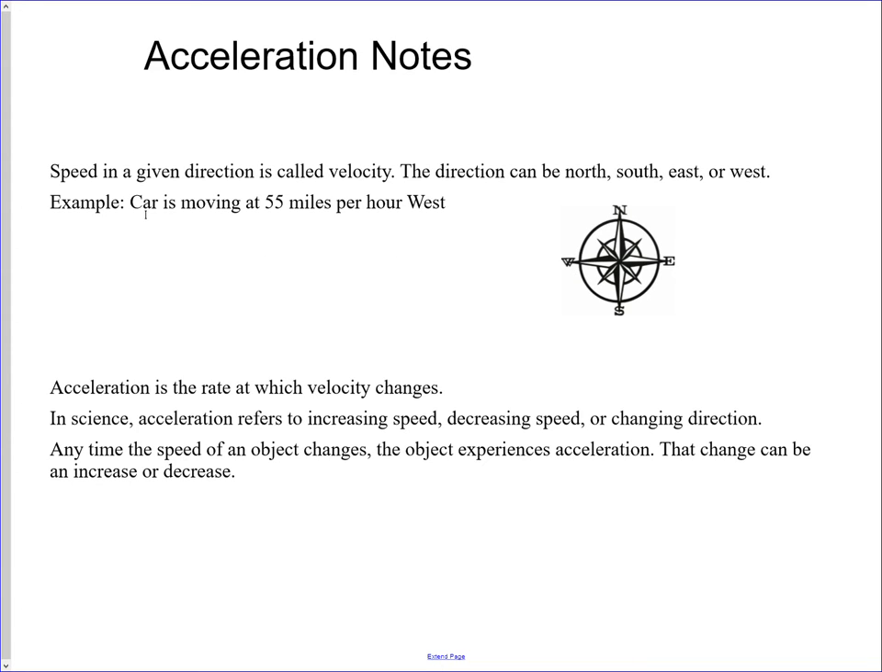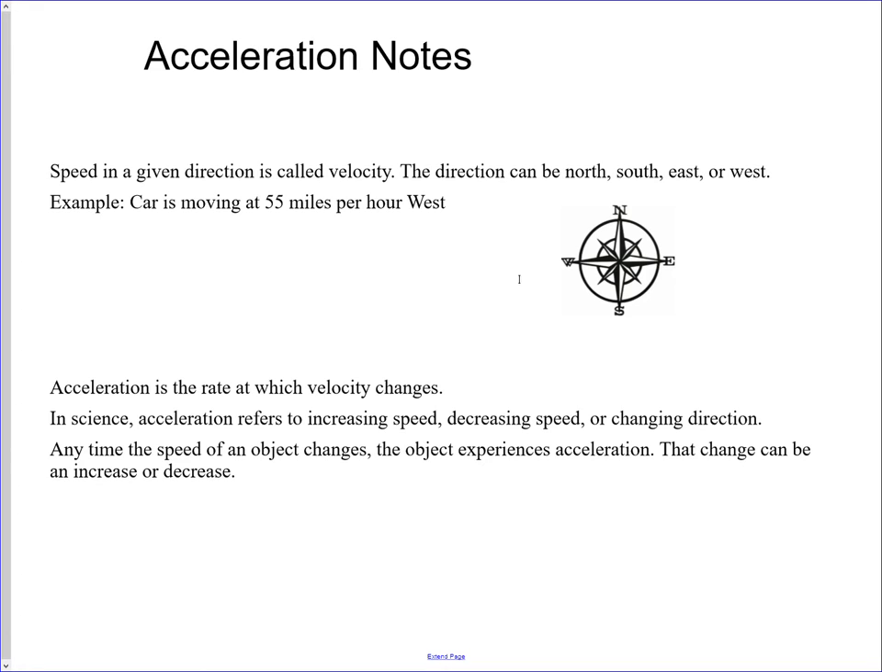So if we look at our example where it says a car is moving at 55 miles per hour west. 55 miles, that's our distance. Per hour would be our time. So very similar, right? That's speed. So 55 miles per hour would be our speed. And the last thing we're going to add to it, which makes it velocity, is the direction. So the direction would be west. So 55 miles per hour, speed, direction west, that makes it our velocity. So our velocity would be 55 miles per hour west.